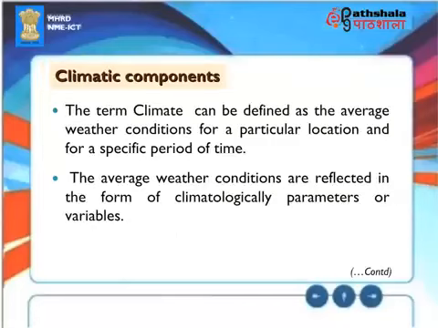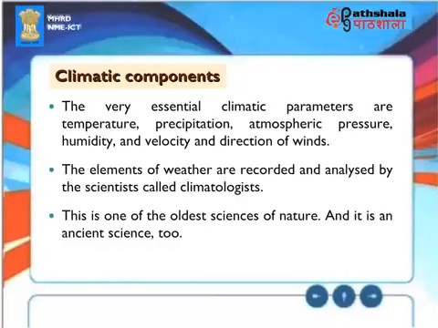Climatic components. The term climate can be defined as the average weather conditions for a particular location and for a specific period of time. The average weather conditions are reflected in the form of climatological parameters or variables. The very essential climatic parameters are temperature, precipitation, atmospheric pressure, humidity, and velocity and direction of winds. The elements of weather are recorded and analyzed by the scientists called climatologists.